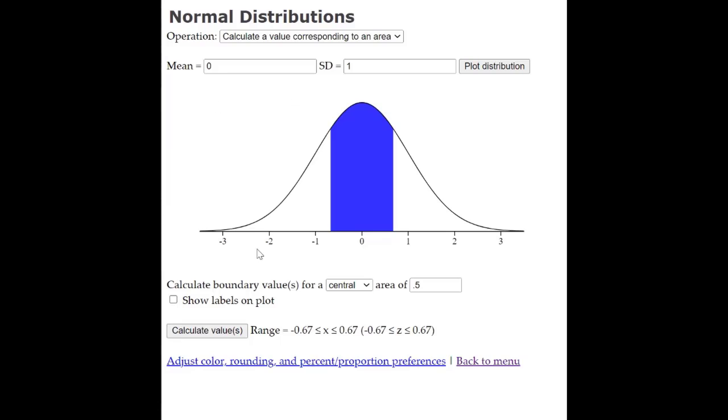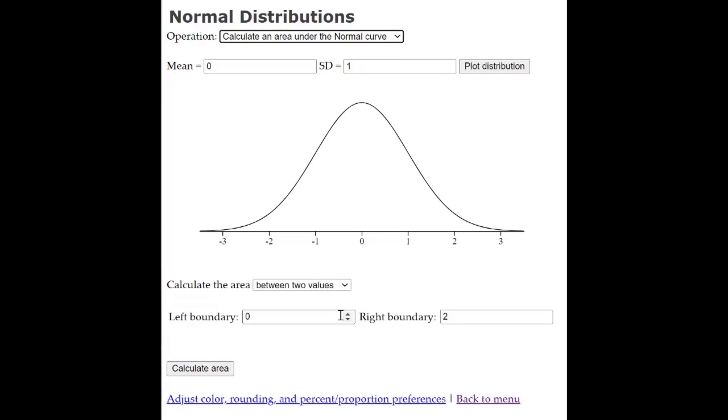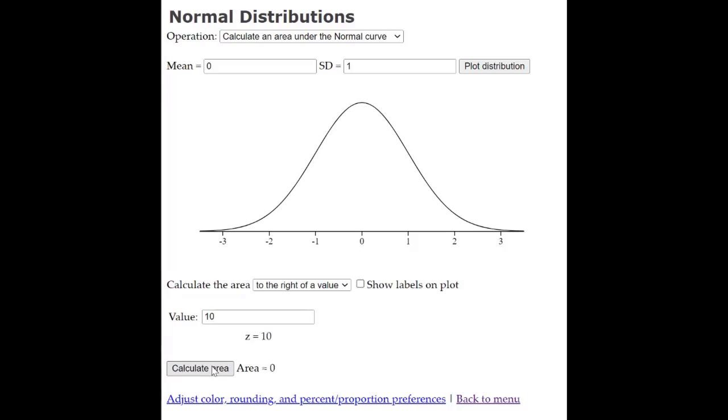And then finally, for part D, for the standard normal curve, approximately 1 out of 1,000 values are greater than those with a z-score of 10. So I'm going to put this here. Let me go ahead and calculate an area. I'm going to go to the right of a value, and I'm putting a z-score of 10. It's not even going to show it here. And it's giving me an area of 0.